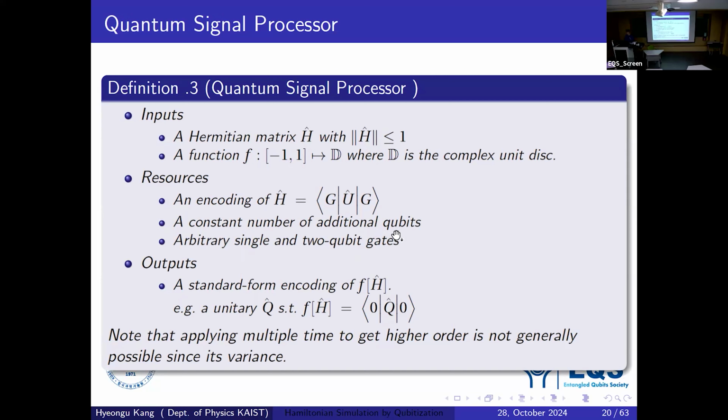And note that if we apply this unitary multiple times, one may expect to get powers of H. For example, we repeat this process three times and someone wants to get H squared. Some would expect those things, but this is not generally true, because U is not invariant under the eigenvectors of H. So that's the kind of problem.